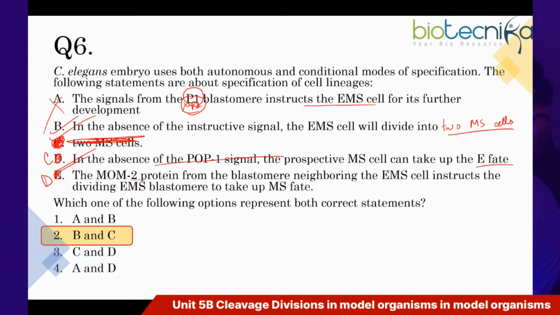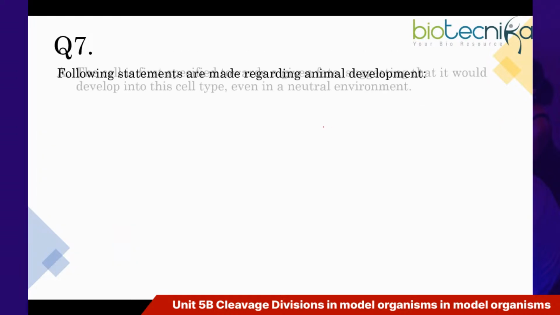And C is correct? MOM2 protein from blastomere neighboring the EMS cell. So MOM2 is released from P2 signal. It instructs the dividing EMS blastomere to take up MS fate. No, it instructs the EMS blastomere to take up endoderm fate. So MOM2 protein is released from the P2. So that's what the signal is. Got it, everyone? I hope this topic is clear for you now. Let's move on to the next question.